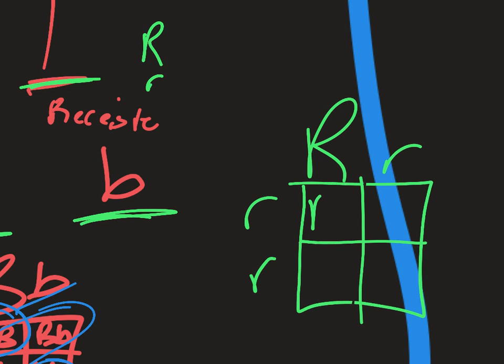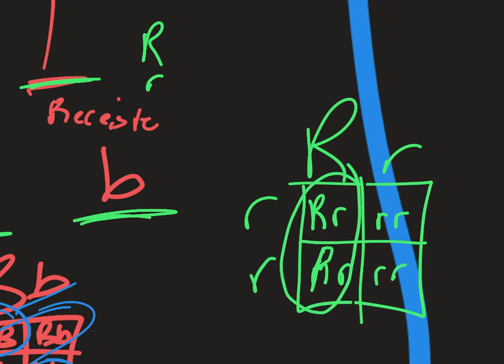So this would be capital R, lowercase, lowercase, lowercase, or capital, lowercase, and lowercase, lowercase. So here we'd have a 50% probability of having a right-handed kid, 50% probability of having a left-handed kid. Everybody with me on that? The two on the left are right-handed, however, they carry the left-handed trait. Everybody with me on this right now?